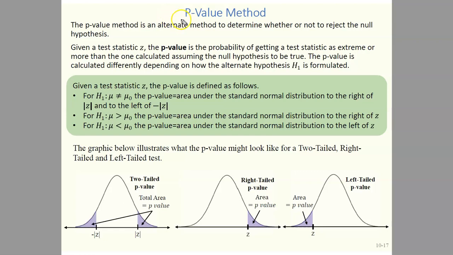Hi everyone. In this video we're going to go over the p-value method for determining whether you should reject or fail to reject a null hypothesis. Now the p-value method is an alternate method to use to determine whether you should reject or fail to reject the null hypothesis, as opposed to the method of comparing the test statistic to a critical region.